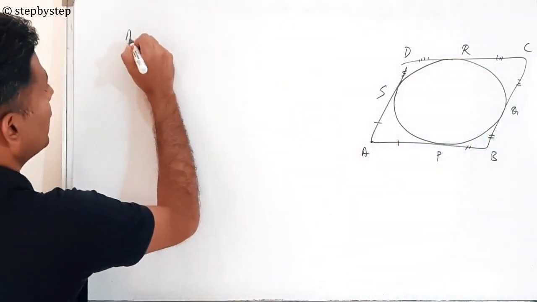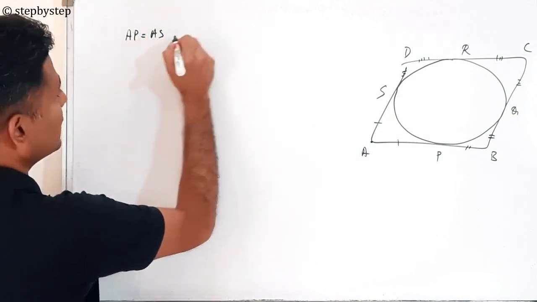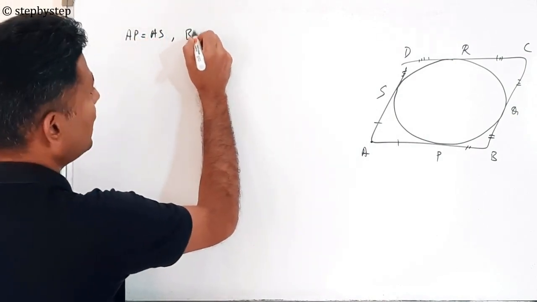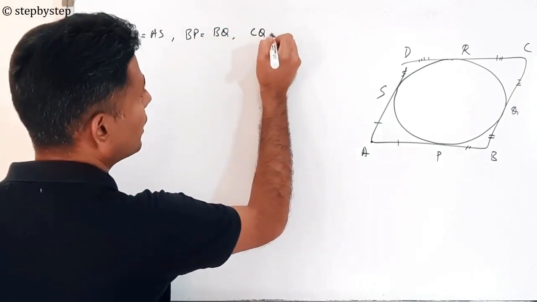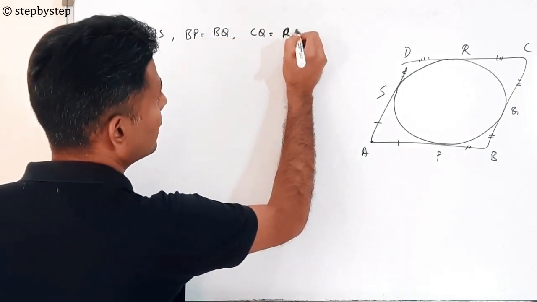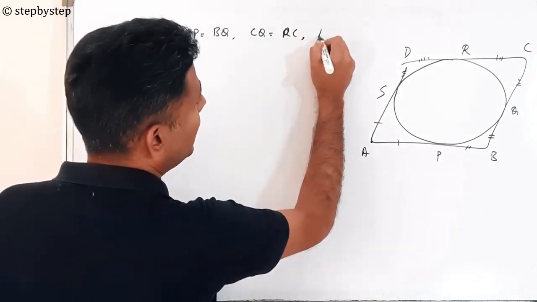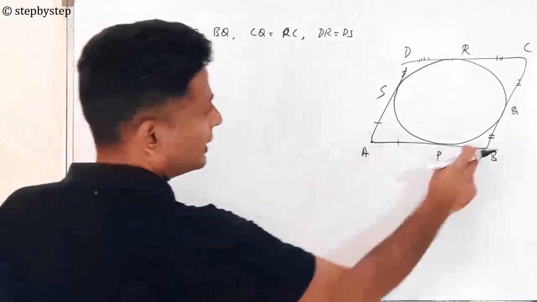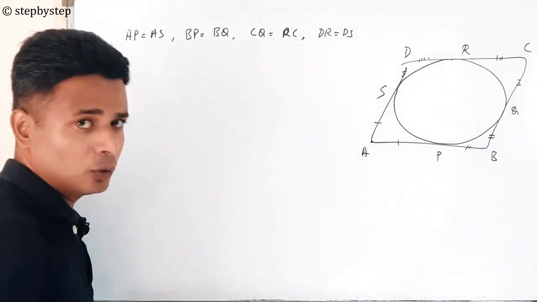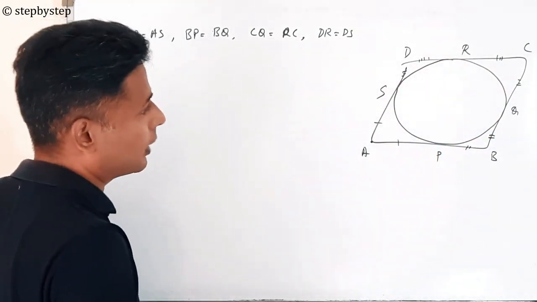So we have AP equal to AS, BP equal to BQ, and CQ equal to RC or CR, and DR equal to DS. So we have this equal to this equal to this. Similarly, those two sides are also equal.